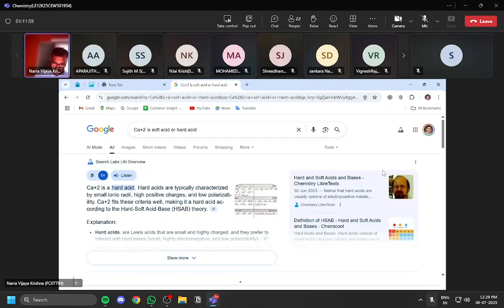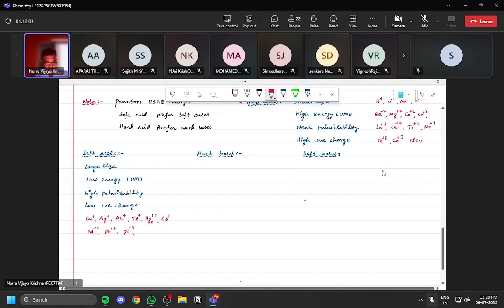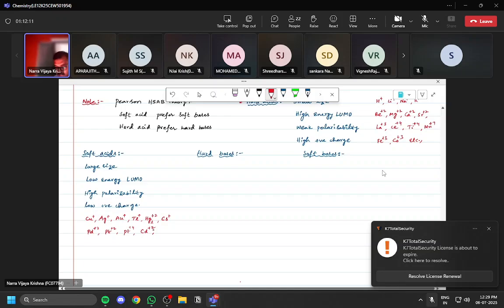It is a hard acid. Cadmium plus 2, D block. Cadmium plus 2. Then any other given? That's all, etc.